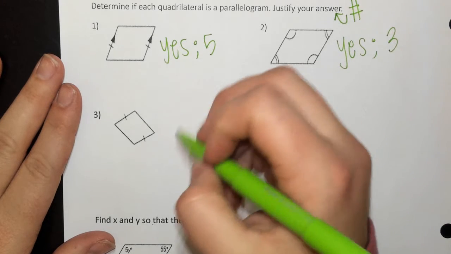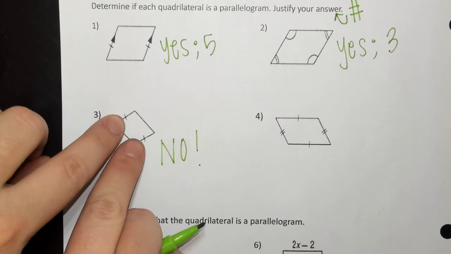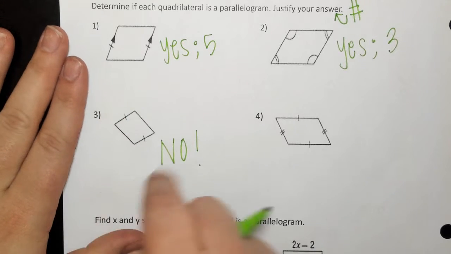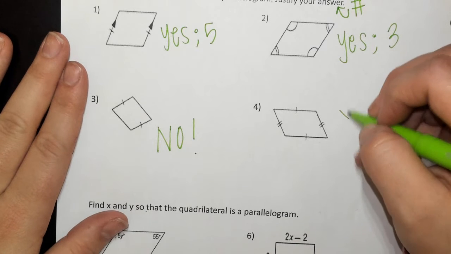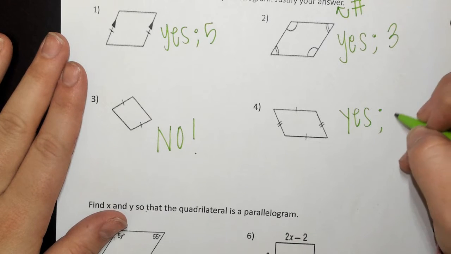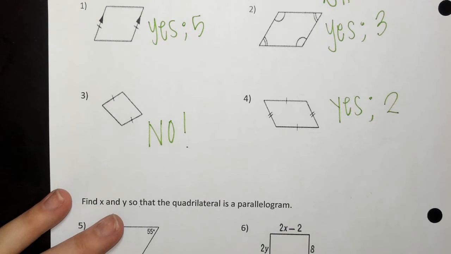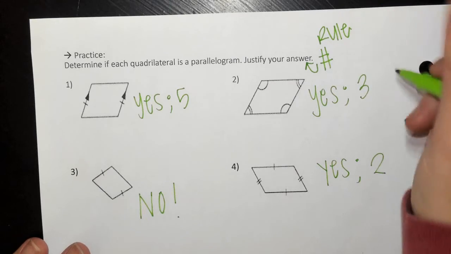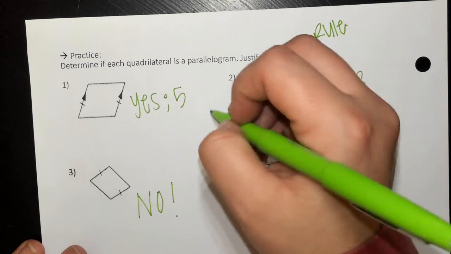What about 3? Nope, it does not pass, because there's only one pair that we know. If they were parallel, then sure. But just that is not enough information. What about 4? But by which rule? Good. Now, when I say you have to memorize these rules, you don't have to memorize which one goes with which number. You can if you want to, because on your test, when it says justify, you can say rule number such and such. If you don't know the numbers, then you have to say one pair is parallel and congruent.